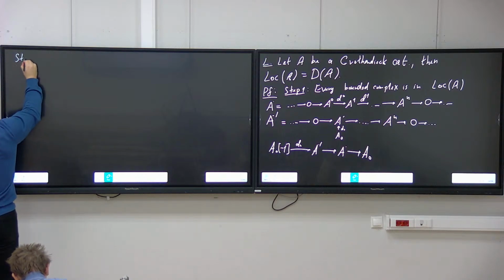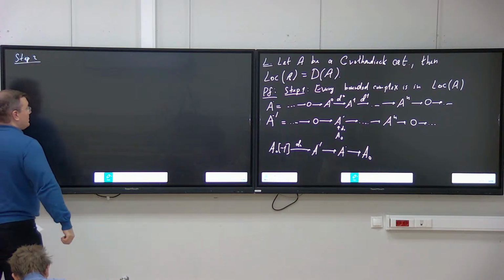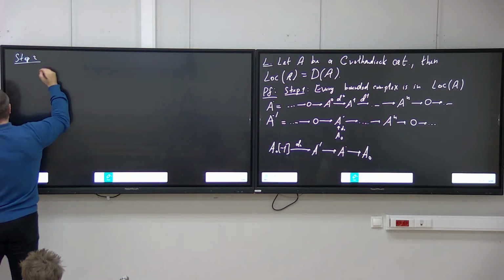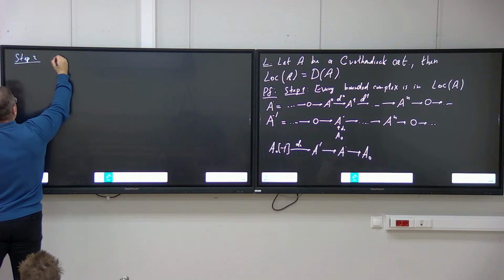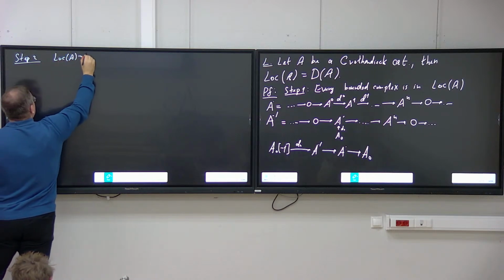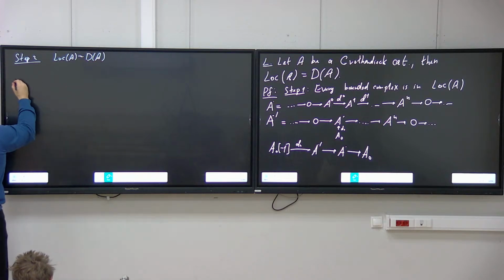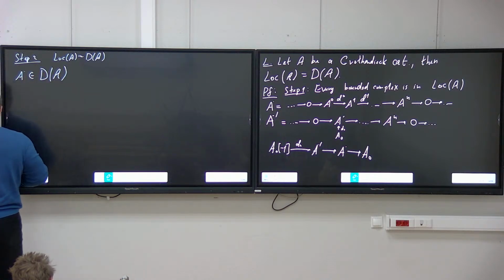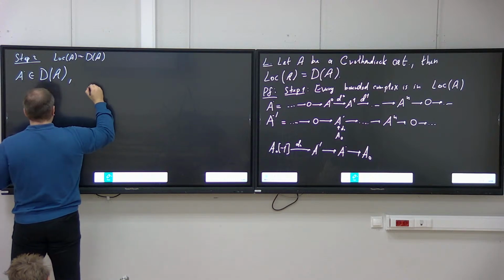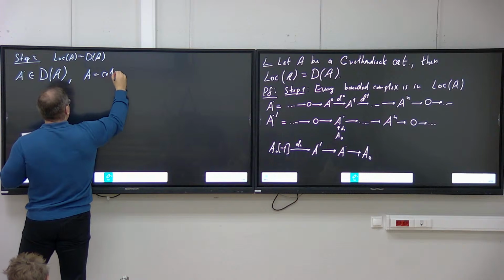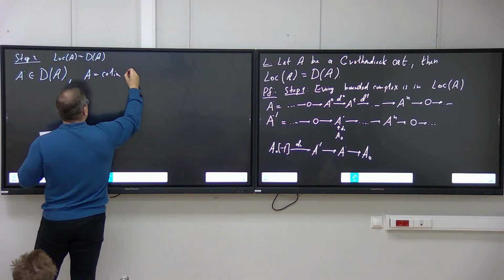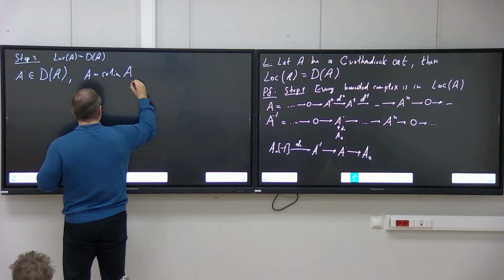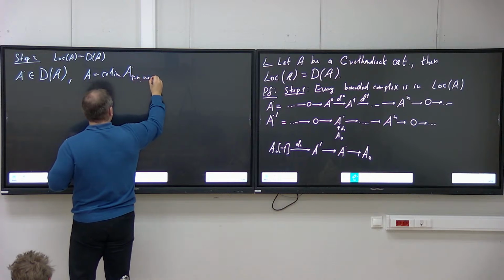And step 2, which is based on the computation with the truncations that we've done in the previous lecture. Essentially step 2 is the finish of the proof. So let A be a complex, that's some object in the derived category. Then, since this is a complex, you can write this A as the homotopy limit of the truncations on both sides, minus n plus 1.